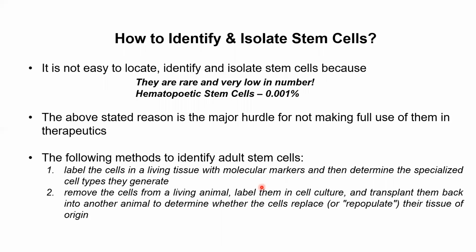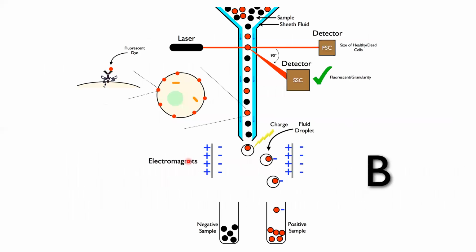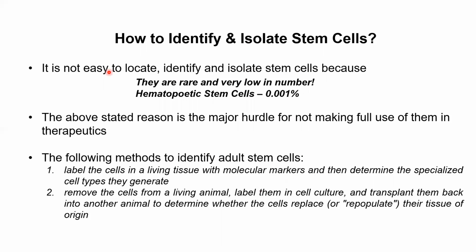Another method to identify stem cells is to label the living cells with molecular markers, as discussed here. So this is a molecular marker. And then determine the specialized cell types they generate. So what do you do then? How do you do this?